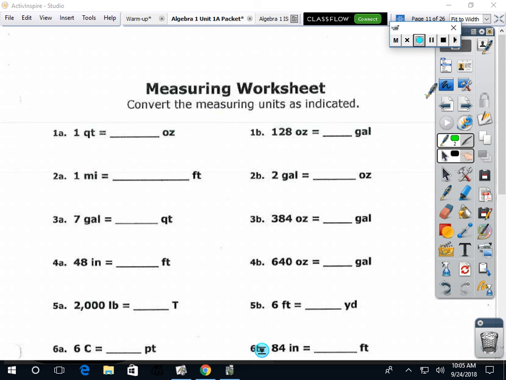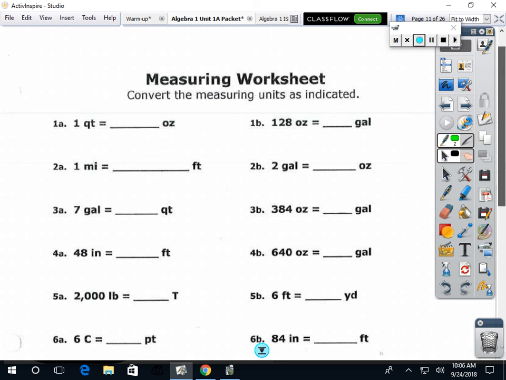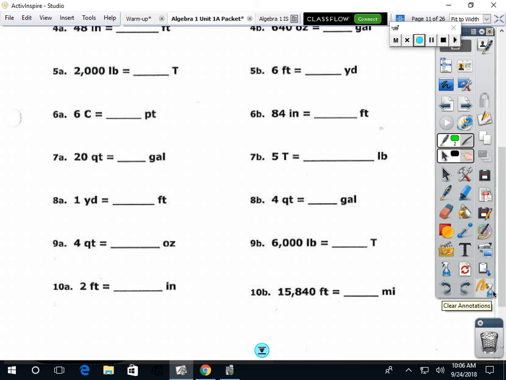Is page 9, 1 through 5, part A and B. Make sure you show some kind of work. You may now switch out.